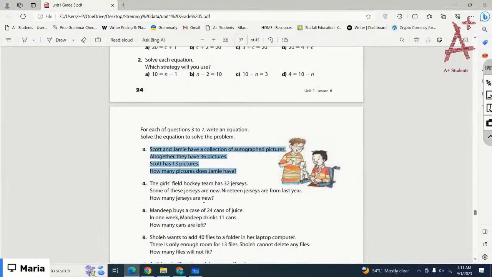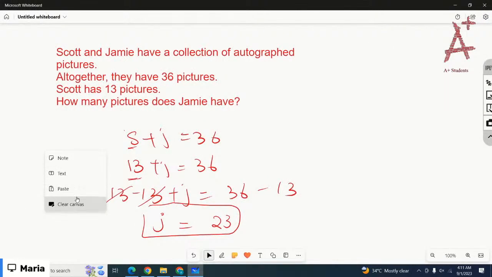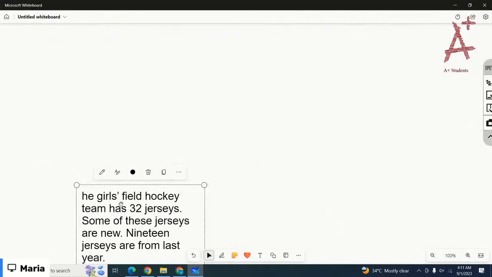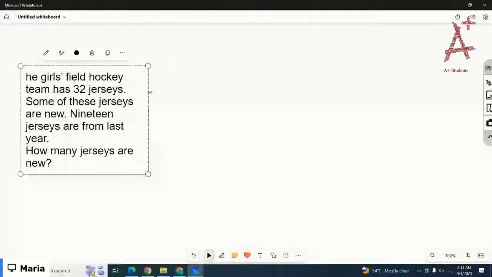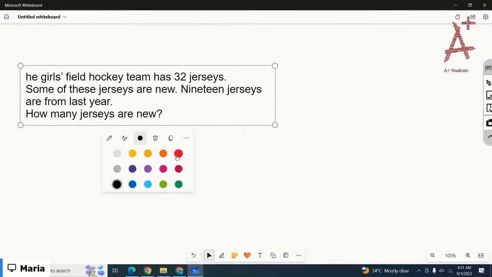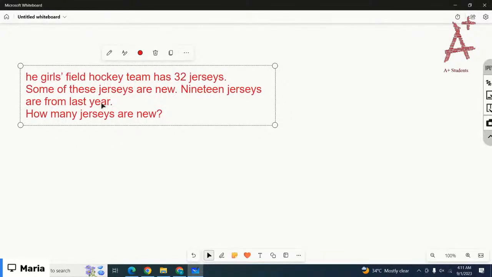Okay, question number 14. Let me be quick, right? The girls' field hockey team has 32 jerseys. Some of these jerseys are new. 19 jerseys are from last year. How many jerseys are new?